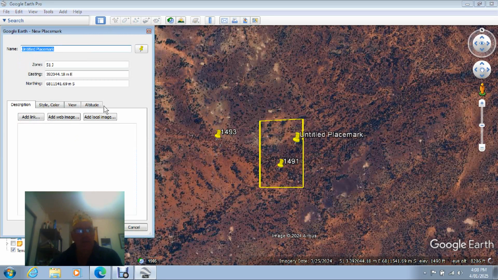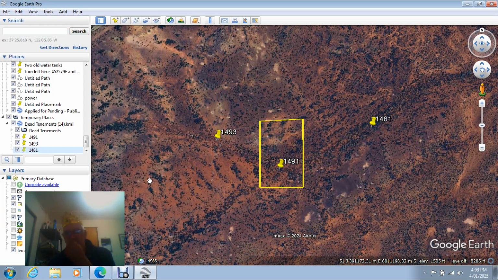And that one here is 1481. Okay, just so we can remind ourselves which way this country is running. On Google Earth, we can put on a contour layer, but I find that, again, we're working the micro, not the macro.